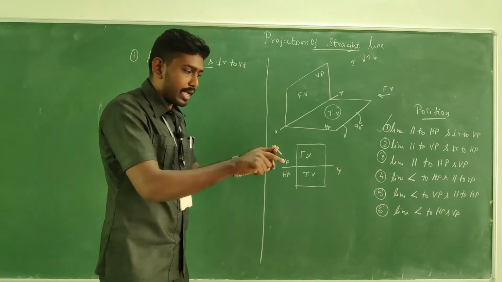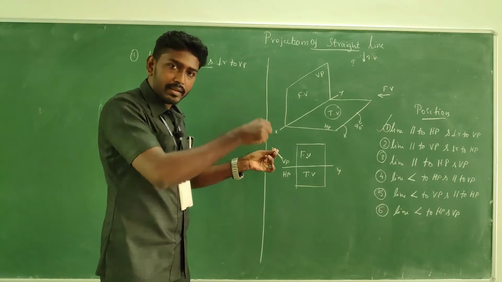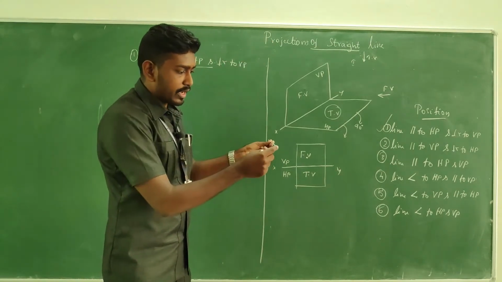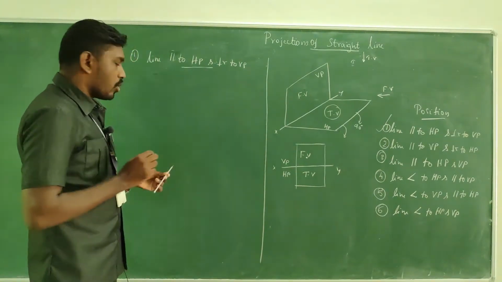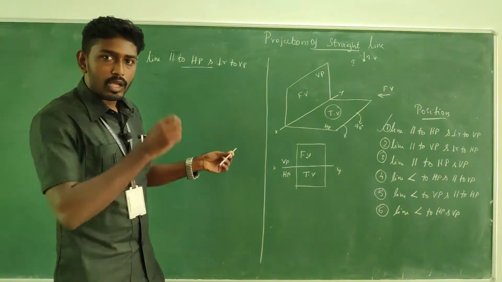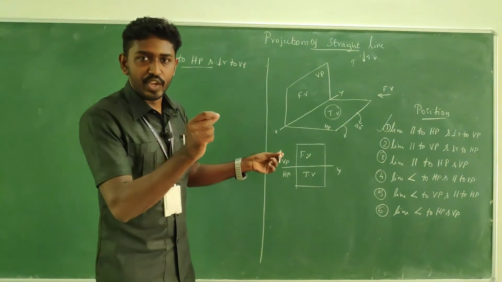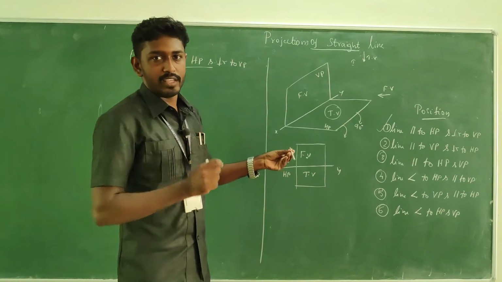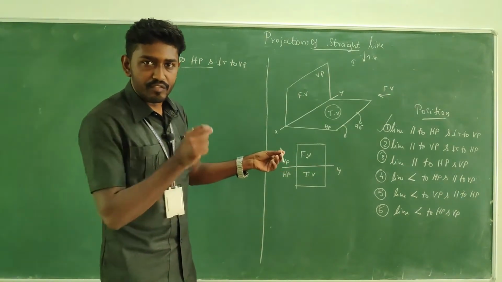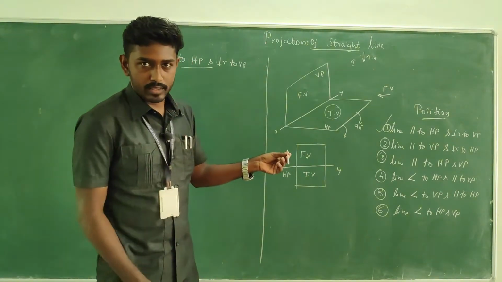So from the top view, it is a straight line, true length, and in the front view, you can see the dot. Okay. Always, when you are working with the projection, you have to start with the view which shows the true length. Okay. Remember it. Always, you have to start with the view which shows the true length, right?